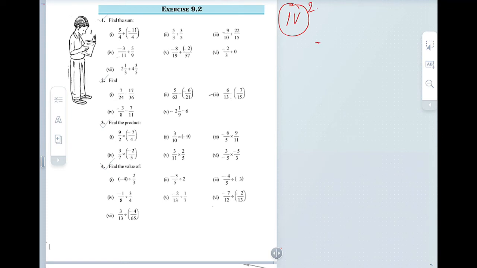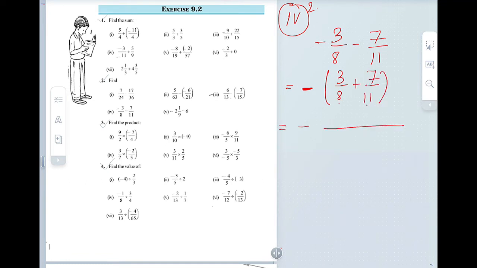It is written minus 3 by 8 minus 7 by 11. In the same way, this minus sign will be put here and both of these numbers will be added. In this way we will write. Okay. So, definitely minus will be put. For 8 and 11, the LCM of 8 and 11 is 88.